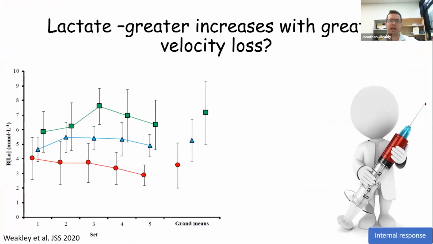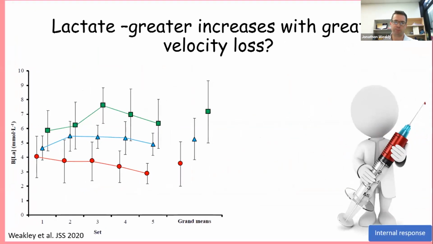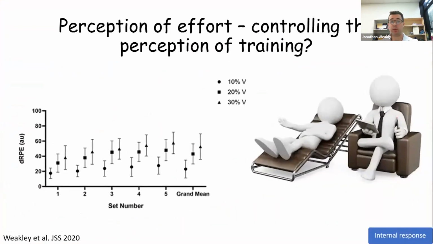Additionally, we can start to control for the metabolic response, so the blood response, the lactate response in the blood. And we can again see it's a very linear response between the 3 different conditions. The next thing we can see is that if we apply different velocity loss thresholds, we can control for their perceived response, how hard the athletes perceive the training session. And we can keep the training intensity relatively consistent across the session.